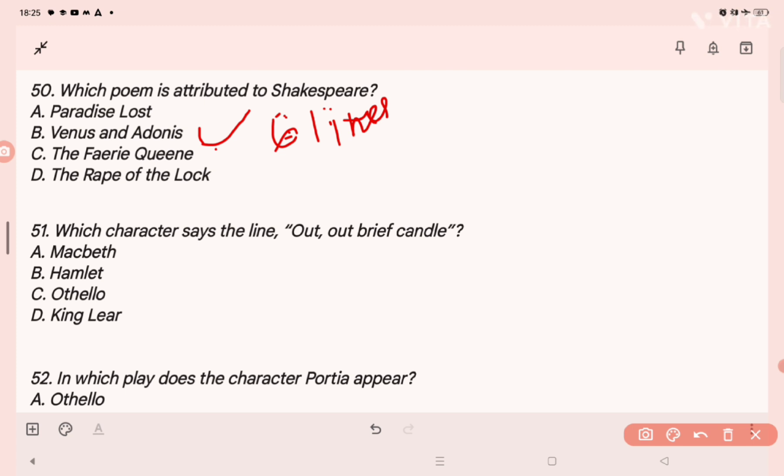Venus and Adonis is a narrative poem attributed to Shakespeare based on the myth of Venus and the beautiful young Adonis.